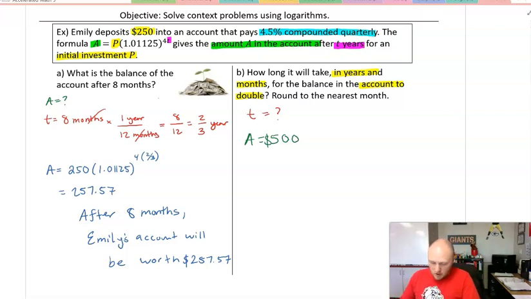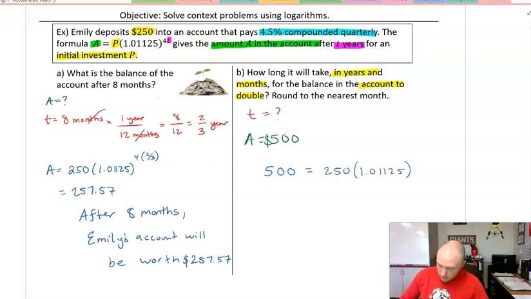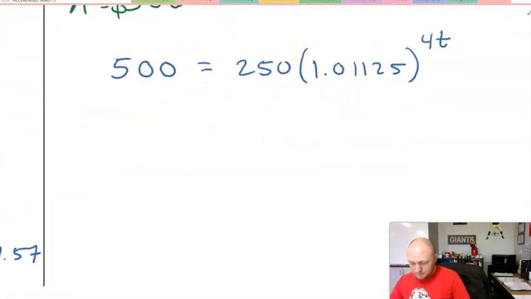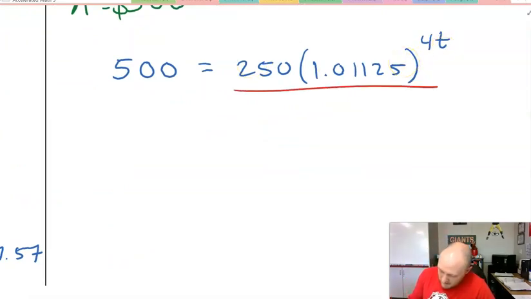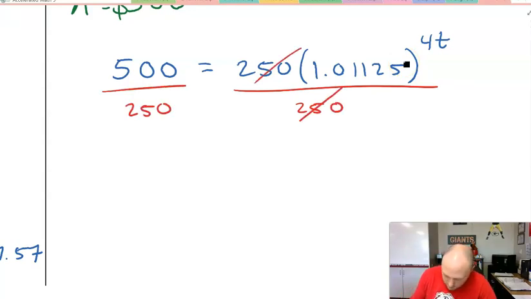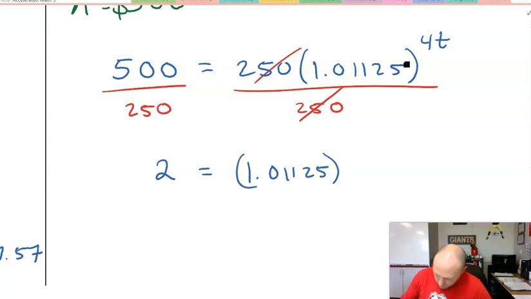Okay, so our equation now becomes, I want the account A to be 500. I'm starting out with 250 times 1.01125, and I'm raising it to the power of 4 times t. And I've got to solve for t. Okay, I want my exponential by itself. So let's go ahead and divide both sides by 250 to cancel out that coefficient. So we get 2 is equal to 1.01125 to the power of 4t.